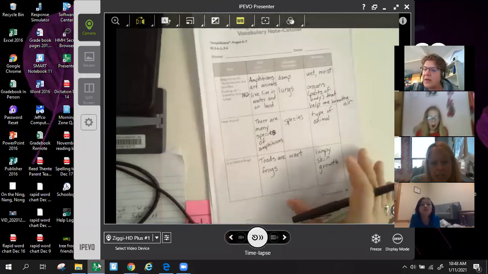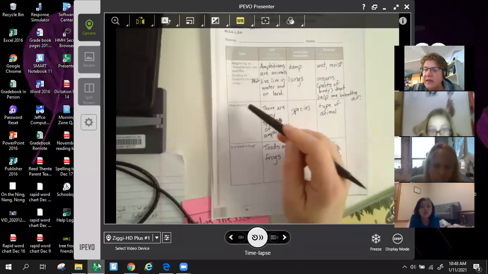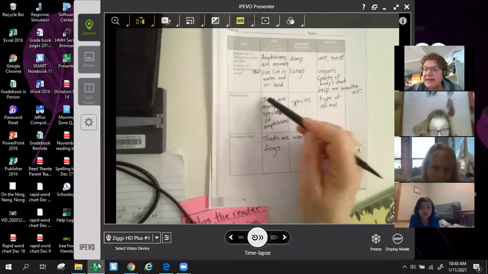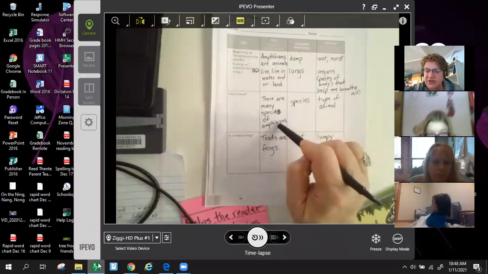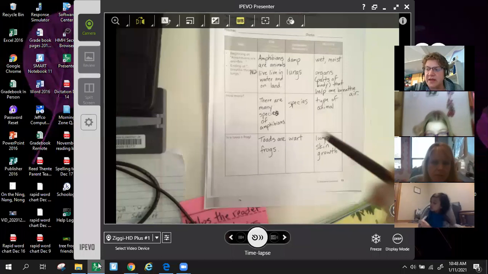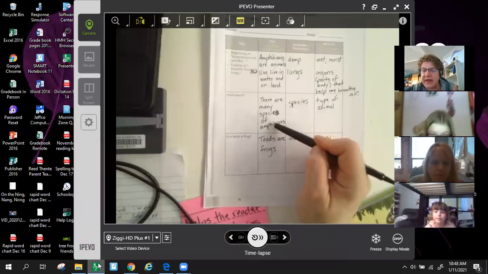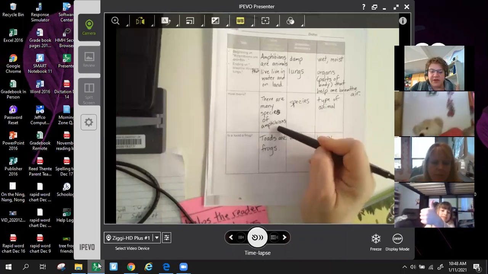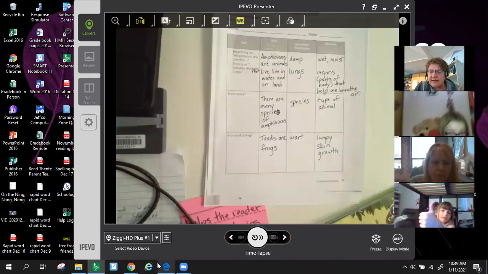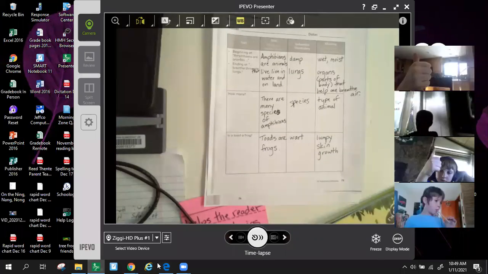My group and I put in the section that says how many, we wrote there are many species of amphibians. We decided that was basically the gist, that there are lots of them. Give me a thumbs up if you had something similar. I had that exact same thing. Oh, very good. Lots of good thumbs up. If you didn't write that, you could.